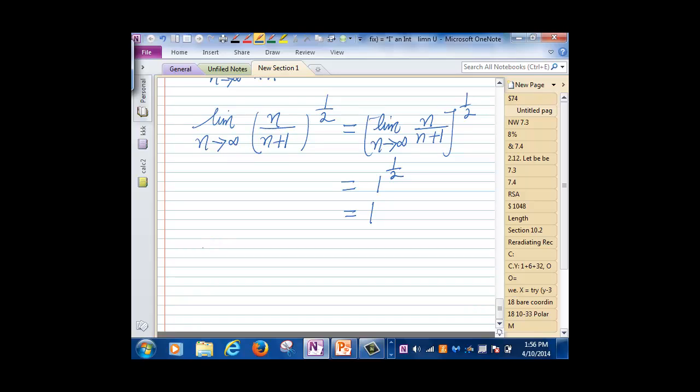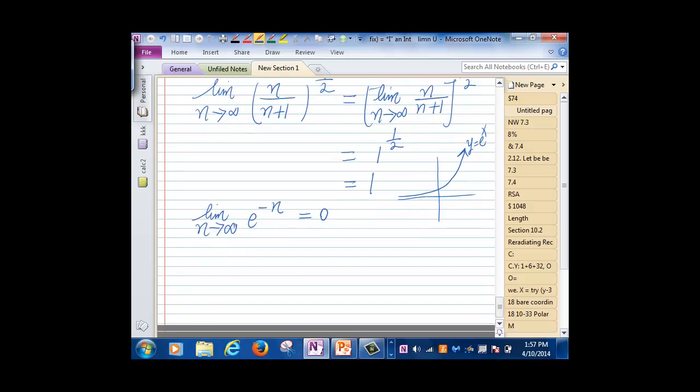And moreover, let's say the limit as n goes to infinity of e to the negative n. What is that limit? Remember that e to the x function looks like this, right? So this is the graph of y is e to the x. When the exponent x goes to negative infinity, the value of e to the x goes to 0. So here, as n goes to infinity, the exponent negative n goes to negative infinity. So the value will go to 0. Everybody is okay with that?